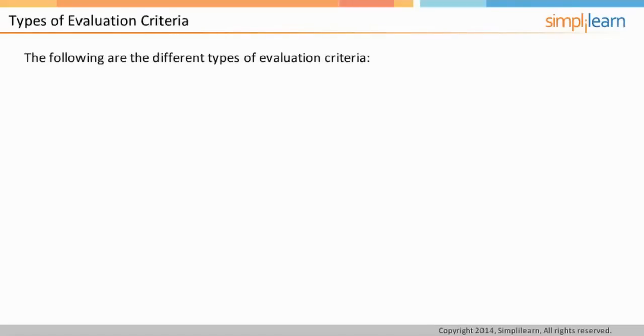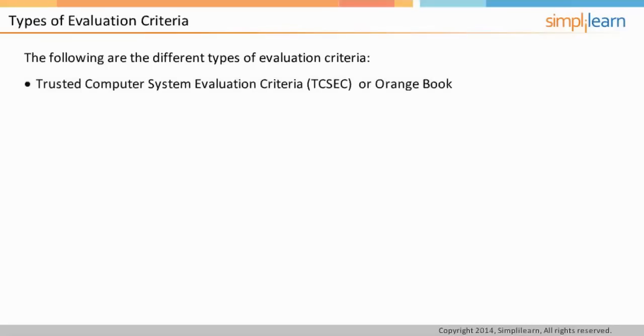The following are the various types of evaluation criteria. Trusted Computer System Evaluation Criteria, or TCSEC, also called the Orange Book, is the oldest of the evaluation models developed by the U.S. Department of Defense in the 1980s. Information Technology Security Evaluation Criteria, or ITSEC, is a European standard for security evaluations. ITSEC addresses confidentiality, integrity, and availability, whereas TCSEC evaluates only confidentiality.